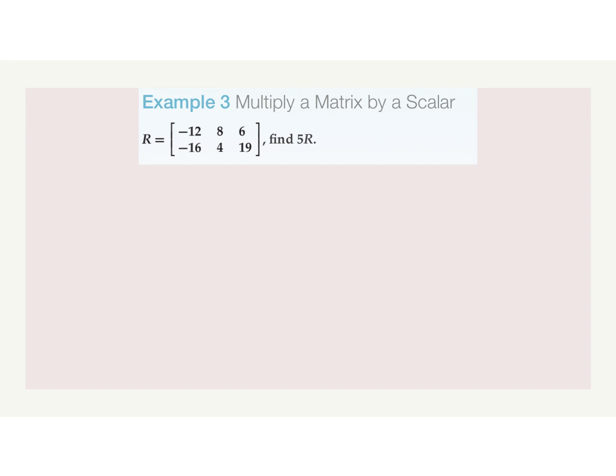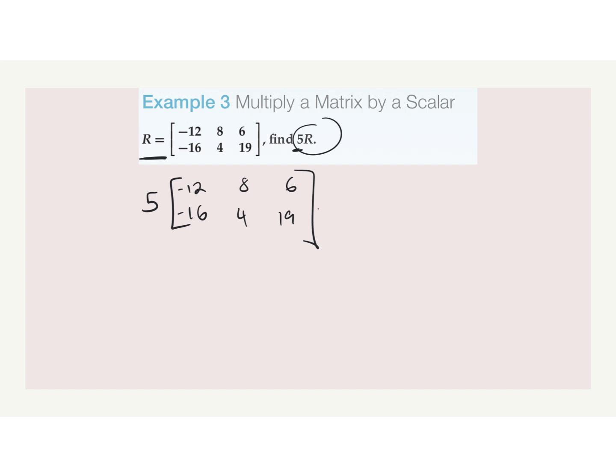For example 3, we multiply a matrix by a scalar factor. Now the scalar factor is 5. So it's going to be 5 times negative 12, 8, 6, negative 16, 4, and 19. Now, notice how it's 5R. R is just the name of the matrix. Because they do get long, we just name them with a letter. In this case, R equals the matrix.